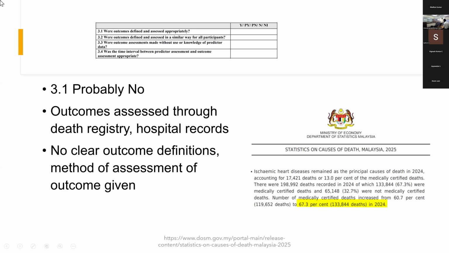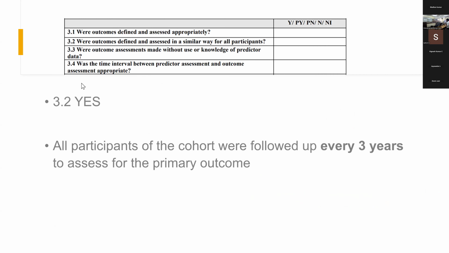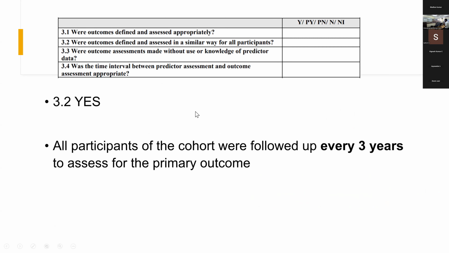There might have been people who had migrated to other countries whose outcome might not have been captured. So for this question on whether the outcomes were accurately defined and assessed, I have given a probable no. The second question was whether outcomes were defined and assessed in a similar way in all participants. All participants of the cohort were followed up at equal intervals and were assessed similarly. So I've given a yes to this question.